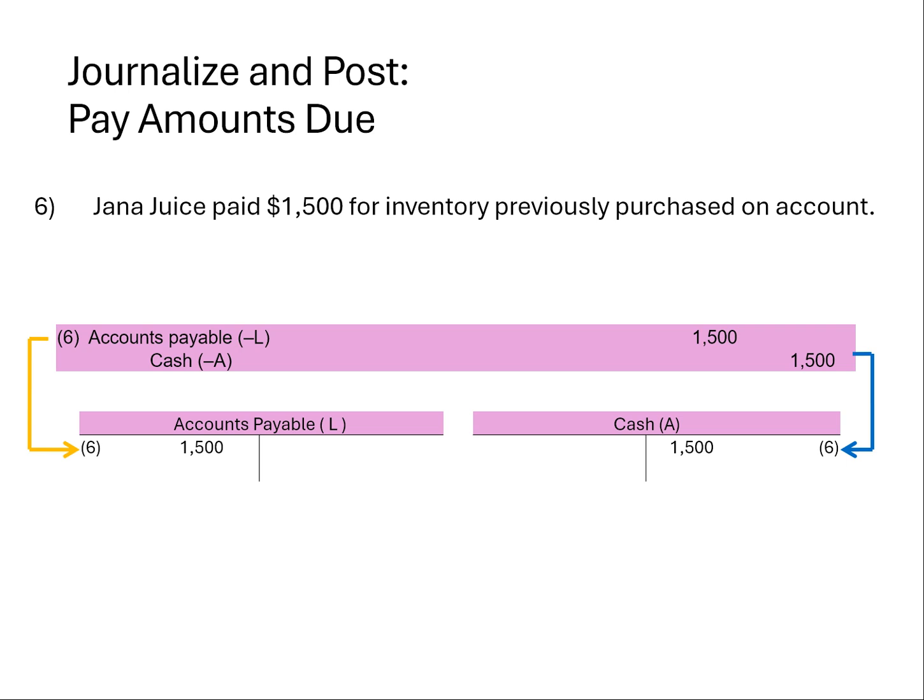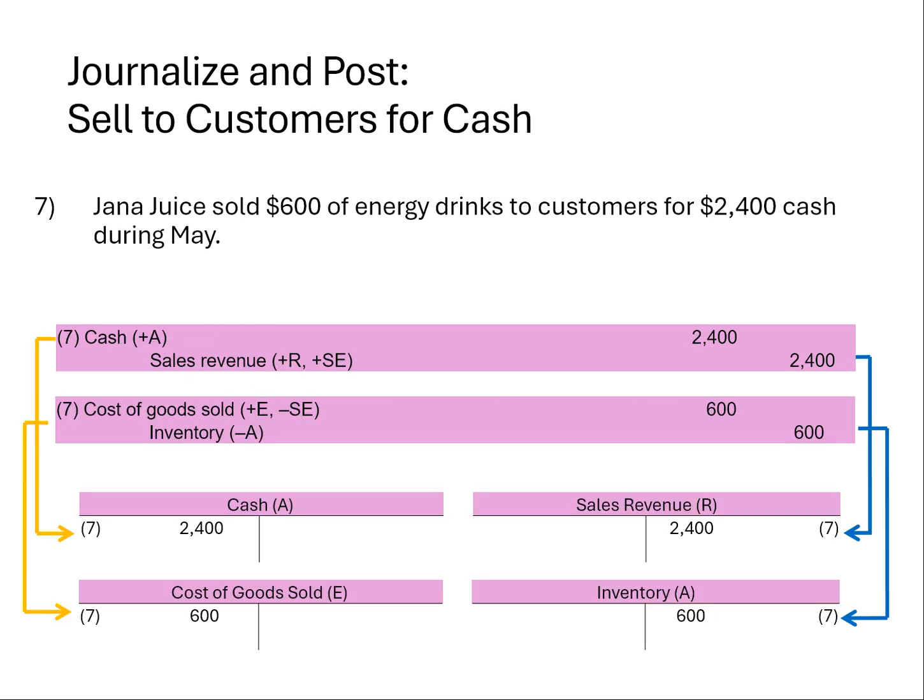Next, we paid off our accounts payable. So we reduce liabilities. Remember, reducing liabilities is a debit, because an increased liability will be a credit. So we debit accounts payable, we reduce cash, so credit cash. All right. And here that's sales, right? Cash sales to customers. So we debit cash, credit revenues.